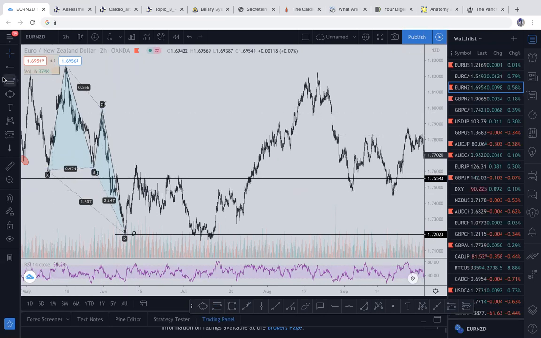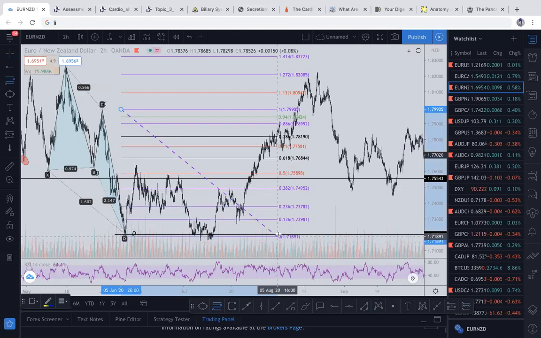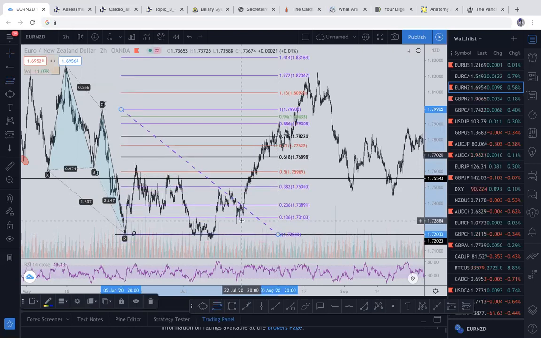the TP is just put the fib from C to D. The TP1 will be at the 38.2. TP2 will be at the 61.8. TP3 will be at the 88.6. TP4, 1.13 level, and it goes on and on and on, depending on how you want to use it. But this is how you take the TP. So TP1 is always going to be at the 38.2, TP2, 61.8.